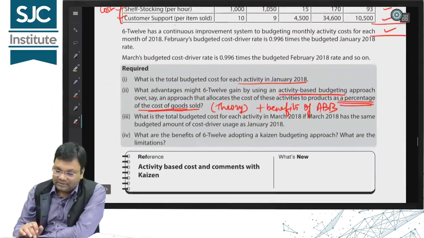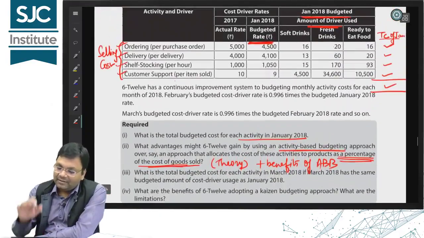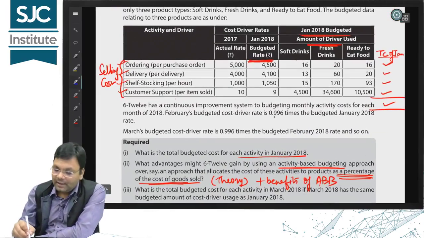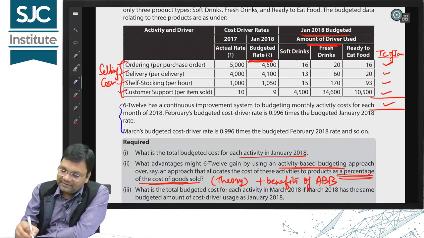Okay, so next, interestingly, what they are asking here is, they are saying that, you see just this paragraph, this is January's rate.